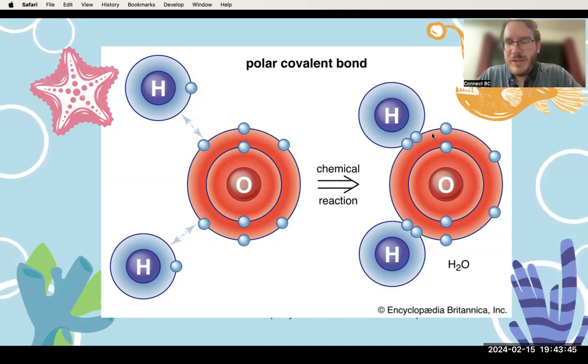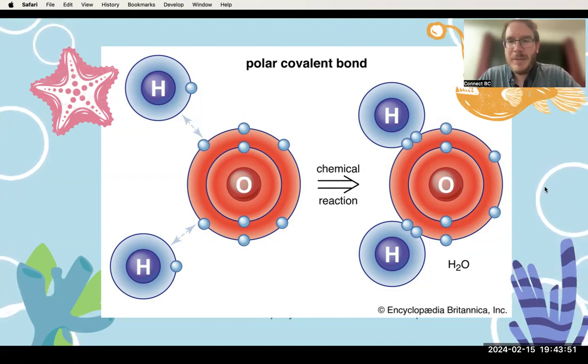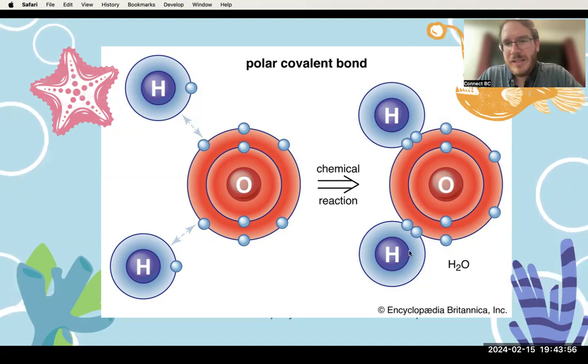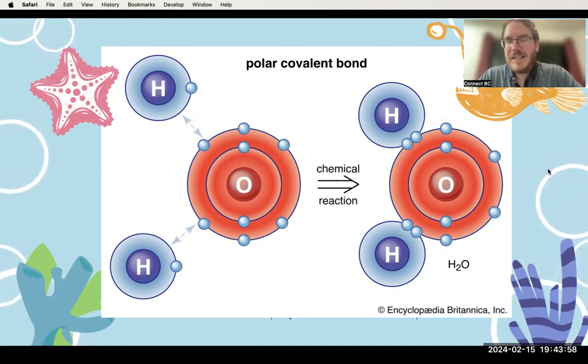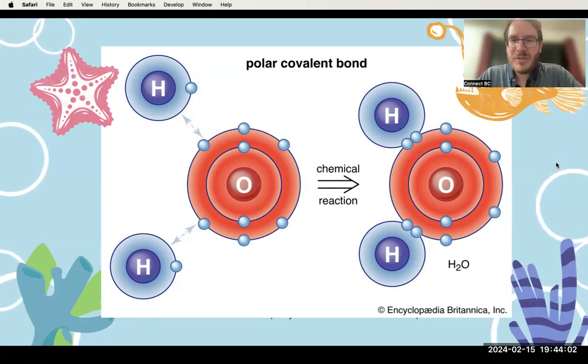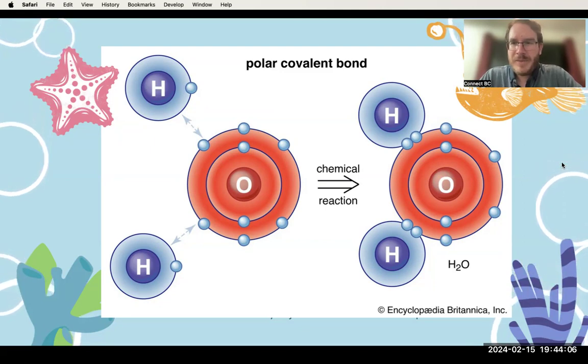So my oxygen on the outer ring, it now has 1, 2, 3, 4, 5, 6, 7, 8 electrons in its outer ring. It is happy. My hydrogen atoms, they have 1, 2 on their ring and 1, 2 down here in their ring. They are happy too. So everybody's happy. They have the ideal number of electrons in their outer ring through this shared polar covalent bond.